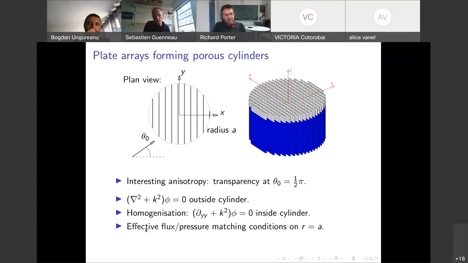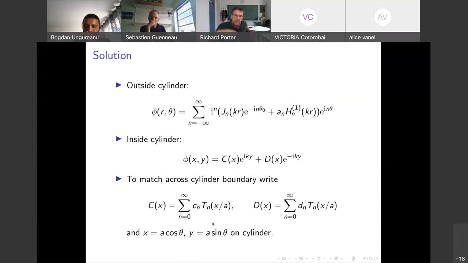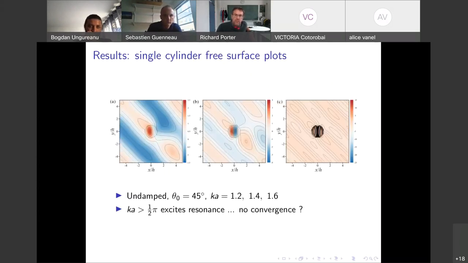I apply effective matching conditions at the boundary, which is just that the flux and the pressure should be continuous. There's a solution method associated with it, which I've just summarized here, but let me just try and show you what the results look like. So this is work that I did with Simming. These are the types of results that you see, and they're very sensitive now to the wavelength in which you sent the waves in. So that wasn't something that's troubled us before, but is going to trouble us now.